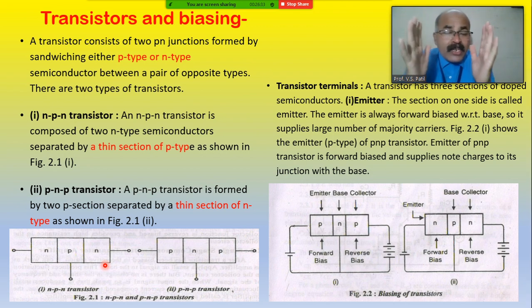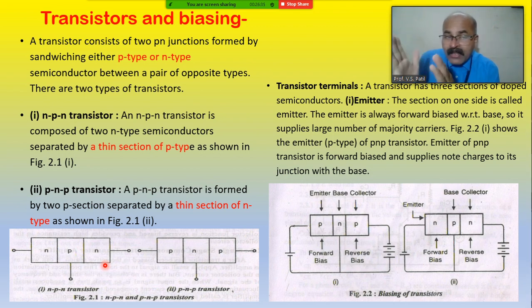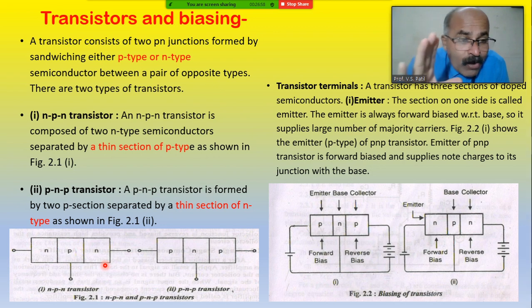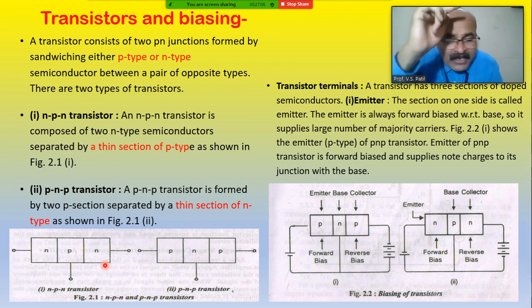This is the relation in thickness, the relation in width, at the time of designing. Designing means fabrication. At the time of fabrication, at the time of production of the transistor, the relation of width is: the base is very less, greater than the base is the emitter, and greater than the emitter is the collector. Such a relation of width is maintained at the time of fabrication of the transistor.